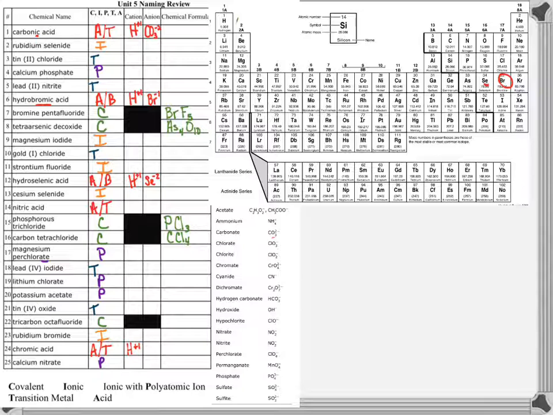Then I have nitric acid. Again, it ends in ic, so the original polyatomic ion ends in ate. So here is nitrate, NO3. Oh, and I forgot to write this hydrogen. And that nitrate has a charge of -1. Next, I have chromic acid. Chromic, again, ate. Here's chromate, CrO4 with a charge of -2.